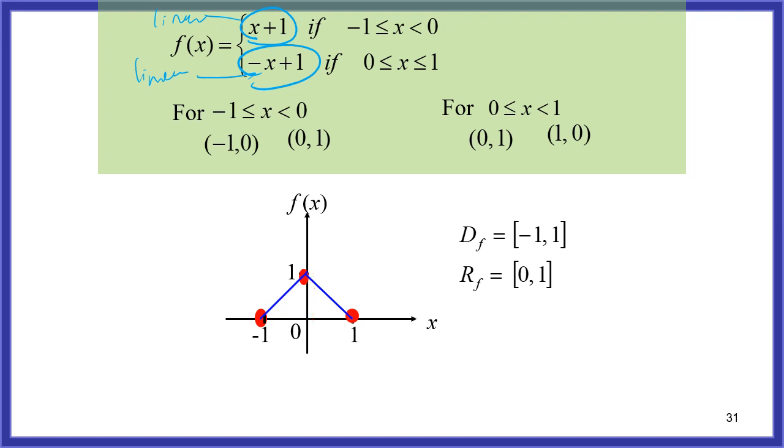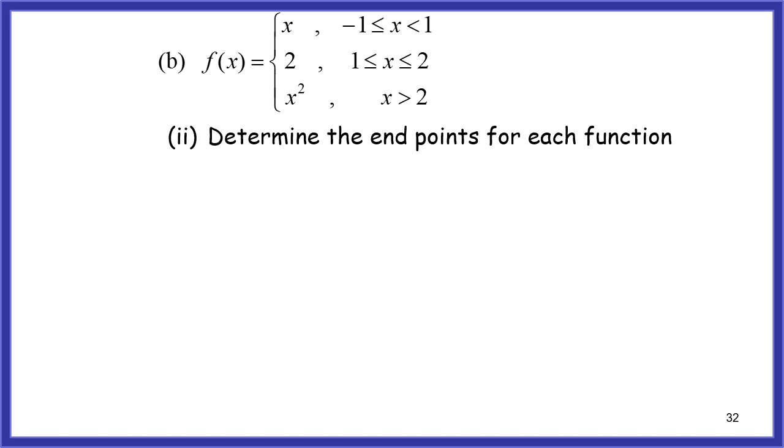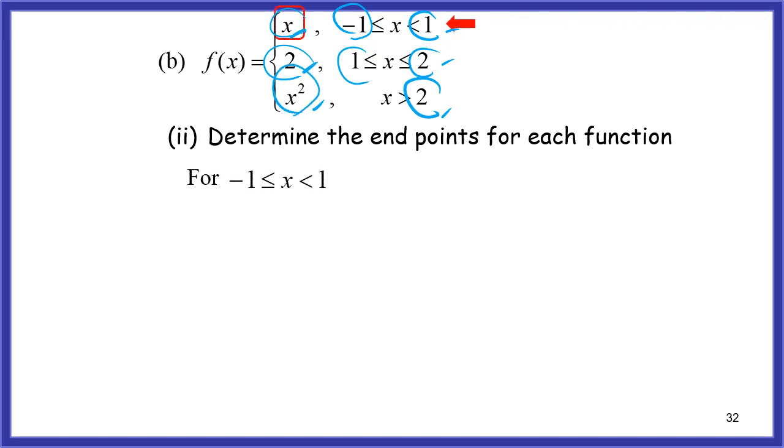Okay, so now let's do question B. We have these 3 functions in different domains, so determine the endpoint for each function. Now we have endpoints negative 1 and 1 for function x, 1 and 2 for function 2, and 2 only for function x squared. Okay, so let's find the endpoint for each function.